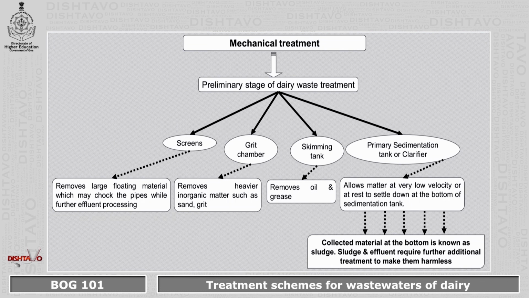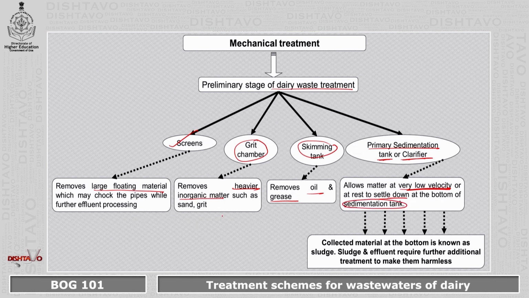Coming to the first type, it is a preliminary stage of dairy wastewater treatment. So, in mechanical treatment, we make use of a screen to remove the large floating material, and remove the heavier organic matter by using the grit chamber. In a skimming tank, we remove the oil and grease. And lastly, the primary sedimentation tank or clarifier allows the matter at a very low velocity to rest or settle down at the bottom of the sedimentation tank.